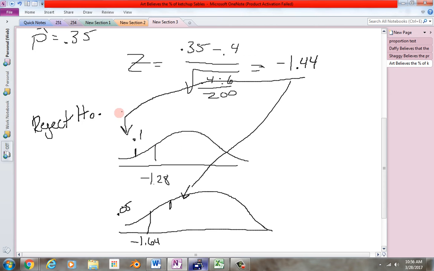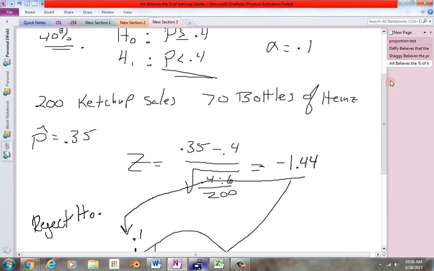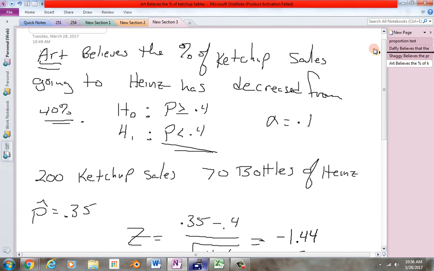Okay, but reject H naught, and what does that say? Art is correct. Yes, Heinz sales has decreased in their market share. Again, we're statisticians, we're not politicians, we're not this, we're not that, we're not whatever. All we asked was, can we say it has decreased significantly? Yes, it has. It is now significantly less than 40% of the market share.